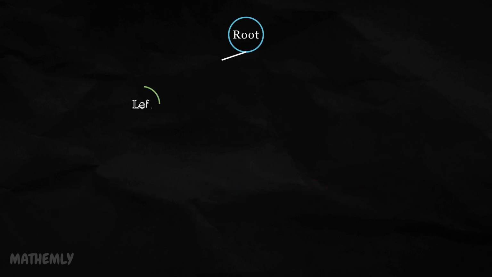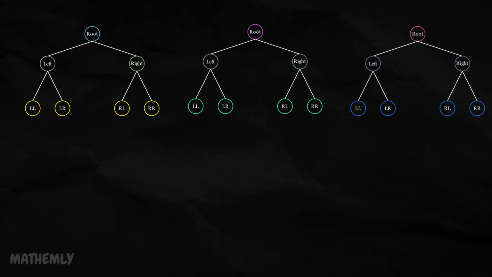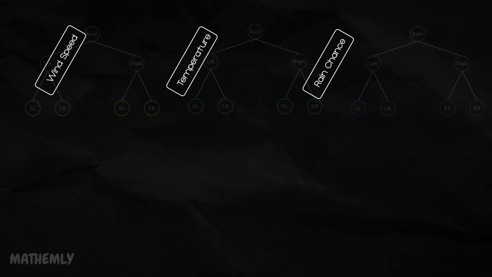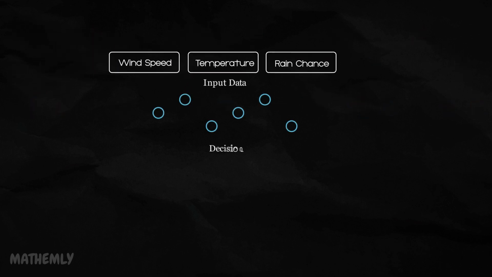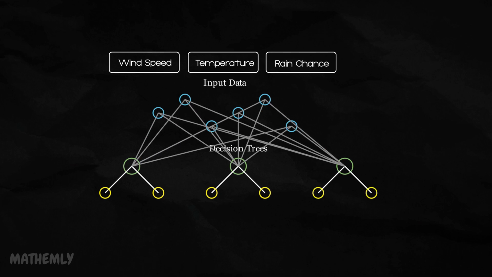Instead of relying on just one decision tree, it creates many trees, each making its own prediction based on random parts of the data. For example, one tree might prioritize wind speed, another might focus on temperature, and another on the chance of rain. By combining the predictions of all these trees, random forest gives you a more reliable and accurate result. Random forest is like having a team of experts instead of just one. Random forest is like building a team of decision makers to improve the accuracy of predictions.